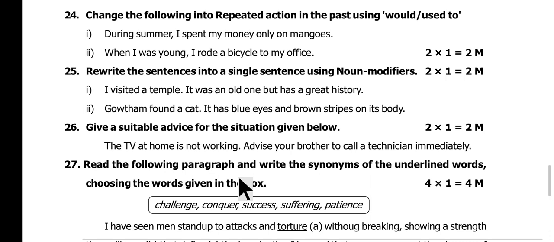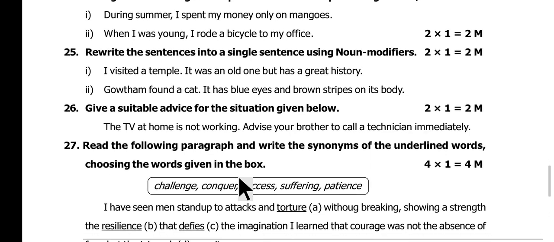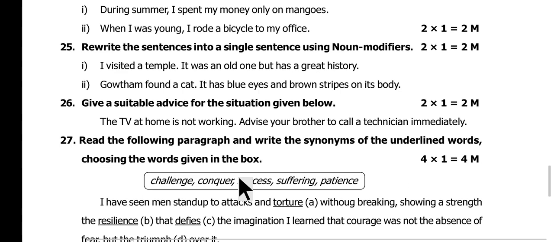Now 25. Rewrite the sentences into a single sentence using noun modifiers. I visited a temple which was an old one but has a great history. Gautam found a cat. It has blue eyes and brown stripes on its body. So now we have to use a noun modifier in making the sentences.